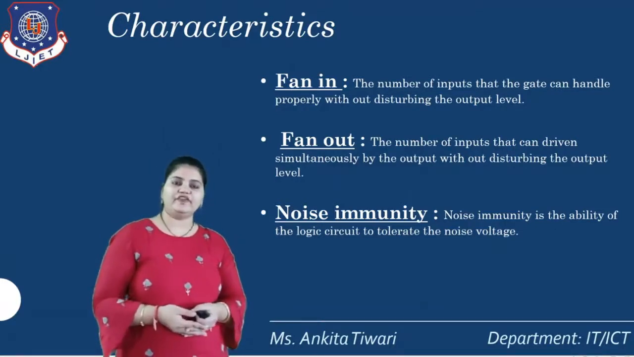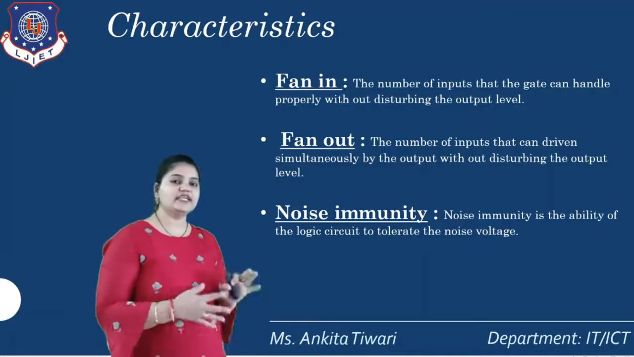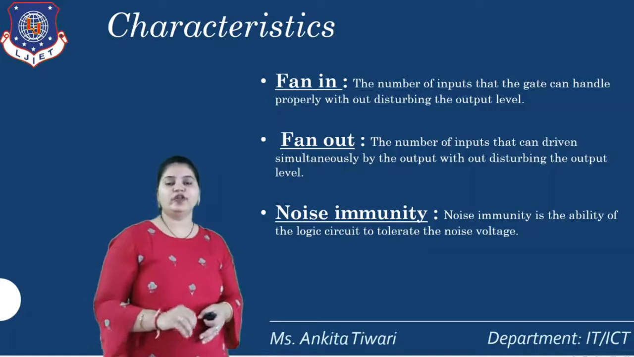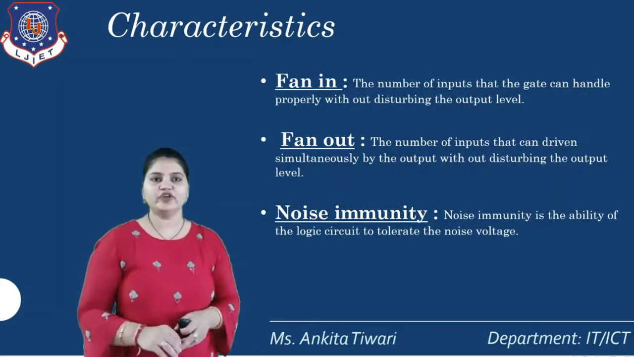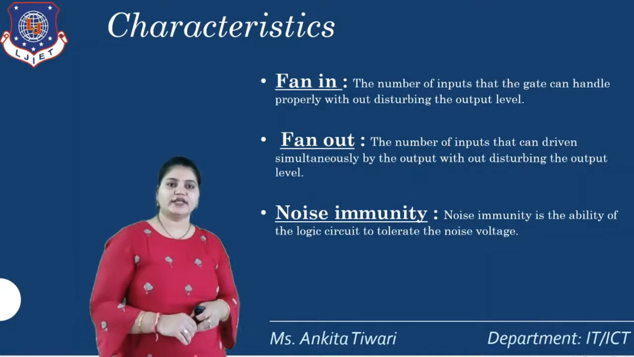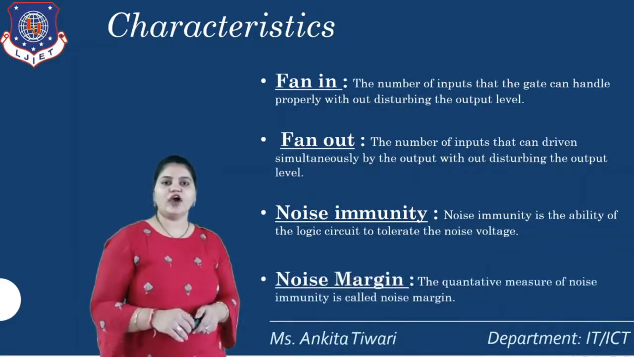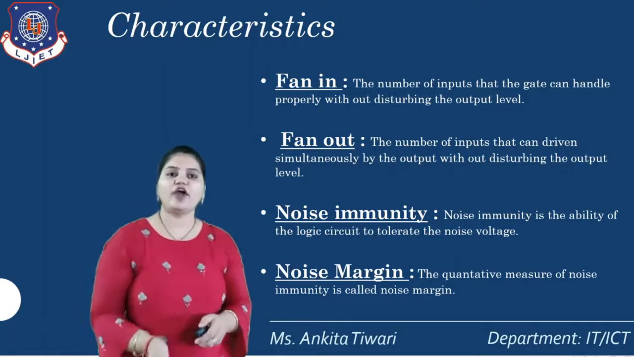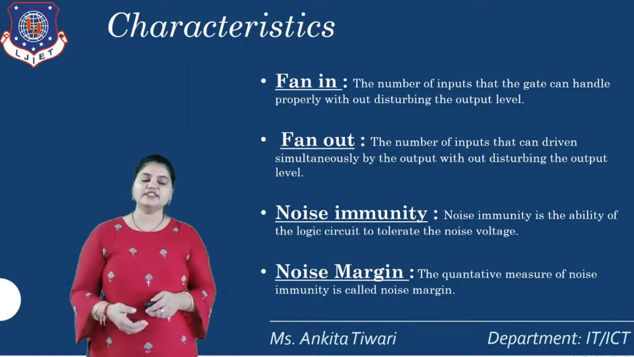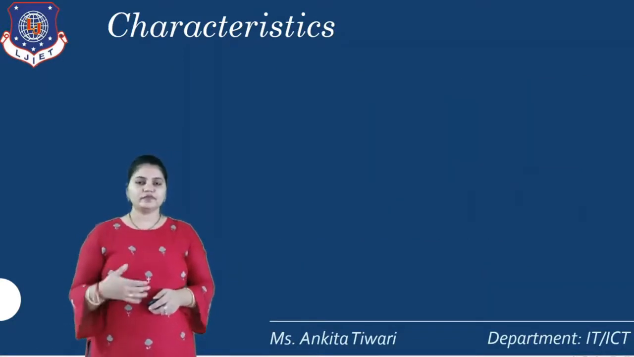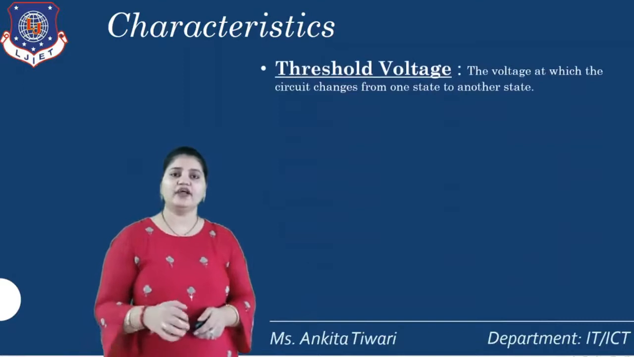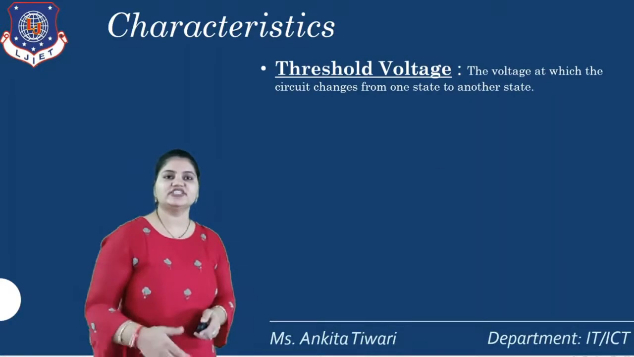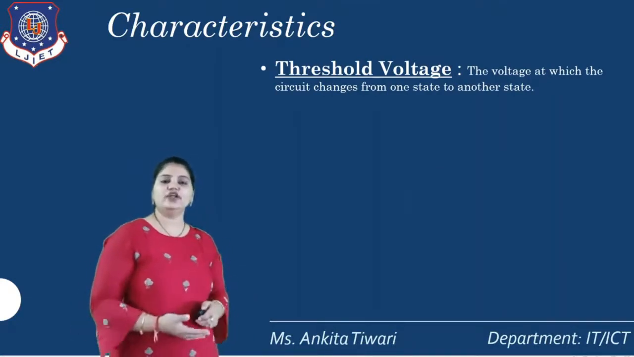Another characteristic we have is noise immunity. These characteristics apply to all the components in unipolar and bipolar devices. Noise immunity is the ability of the logic circuit to tolerate noise voltage. After that we have noise margin. Noise margin is the quantitative measure of noise immunity. After noise margin, we also have another characteristic, threshold voltage. The voltage at which the circuit changes from one state to another is known as threshold voltage.